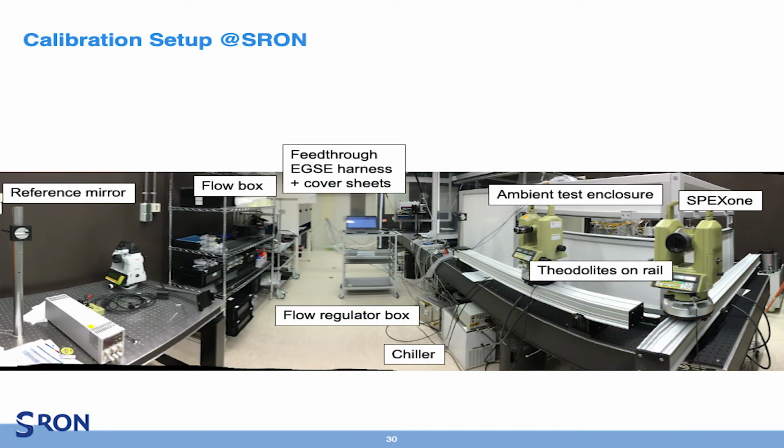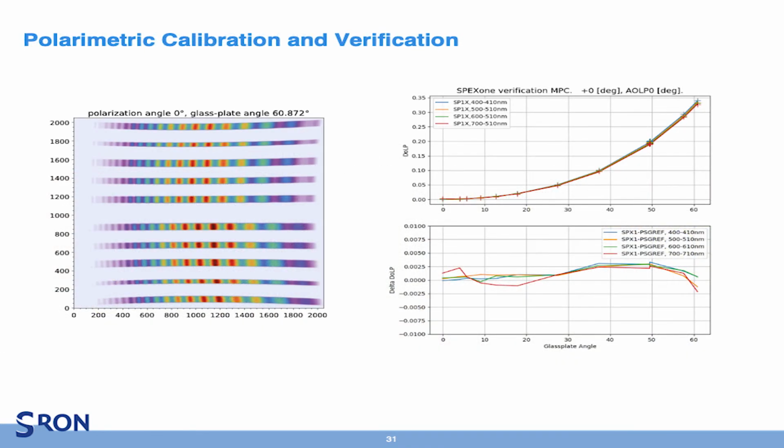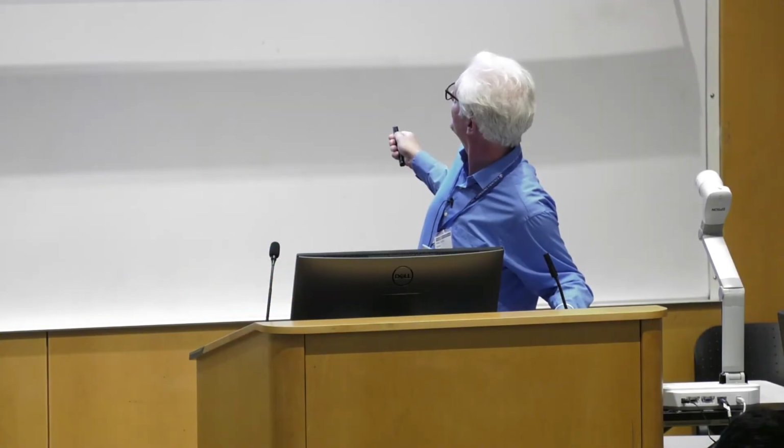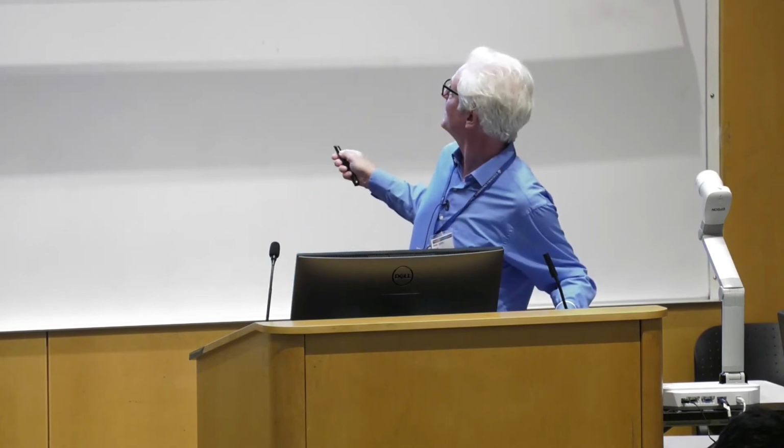This is the calibration setup at SRUN. I think I was there in 2019. It was the last time I was there. And so what they did was verify that they can get the degree of linear polarization really accurately. These are the errors. So they got errors of less than 0.0025 over this angular range. And then the only place where they start to get slightly bigger errors is where the glass plate angle is not particularly well controlled, where you have very, very high angles. So they reckon their accuracy right now is on the order of 0.0025 for the degree of linear polarization.